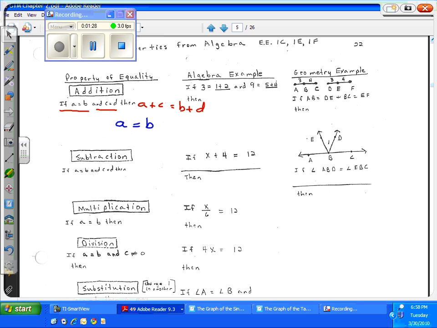How many statements are in the addition property of equality? 1, 2, 3. The first statement says if A is equal to B, that's given, and C is equal to D, that's also given, then we can reach this conclusion, and the conclusion by addition is that the sum of these two, A plus C, is equal to the sum of these two, B plus D. If A equal B and C equal D, then A plus C equal B plus D.